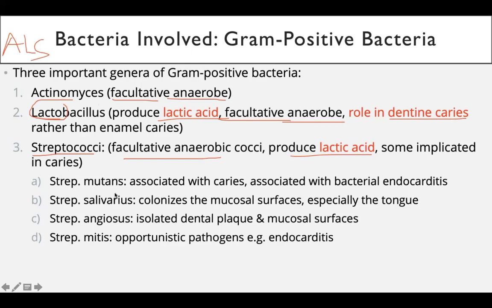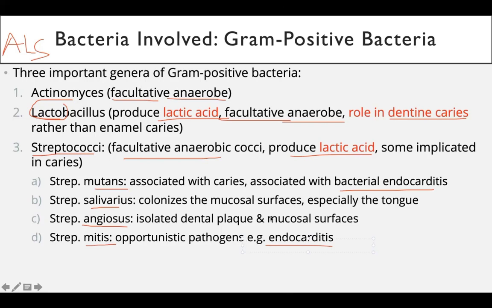Now, streptococci, we have 4 species involved in this. Strep mutans, Streptococcus salivarius, sanguinis or mitis. As you remember, mutans and mitis are also involved in bacterial endocarditis, a disease which starts from the mouth, pharyngitis, and causes bacterial endocarditis. So how do you remember? Mutans, mitis cause endocarditis. Mutans, mitis cause endocarditis. This is a mnemonic, okay?